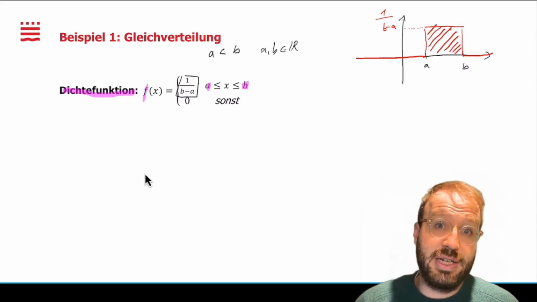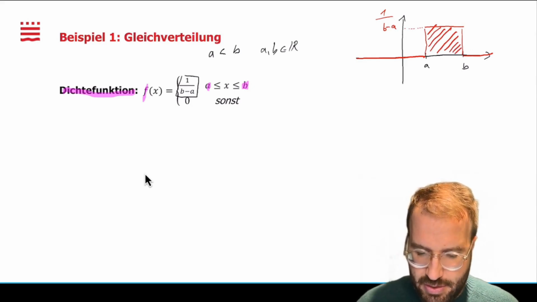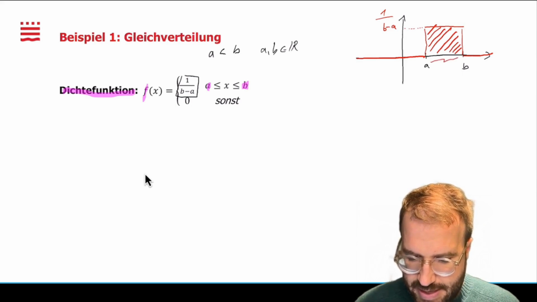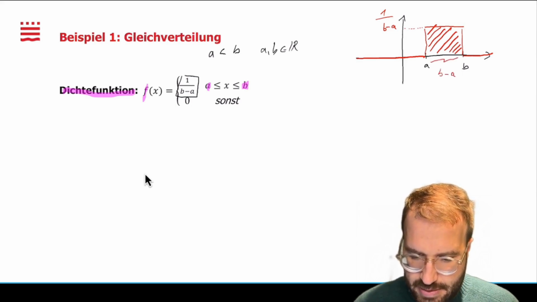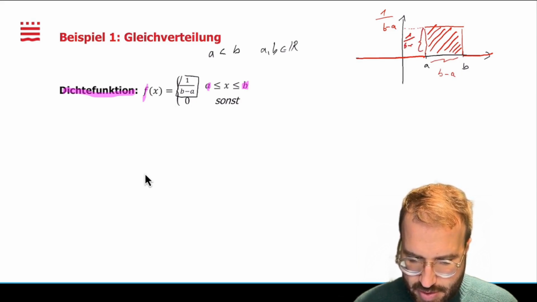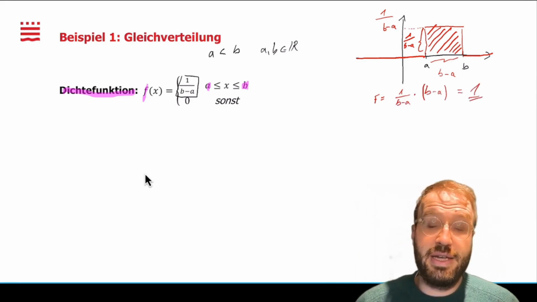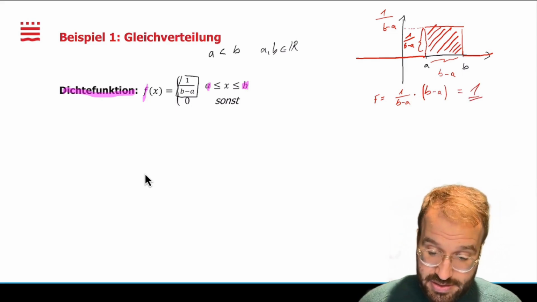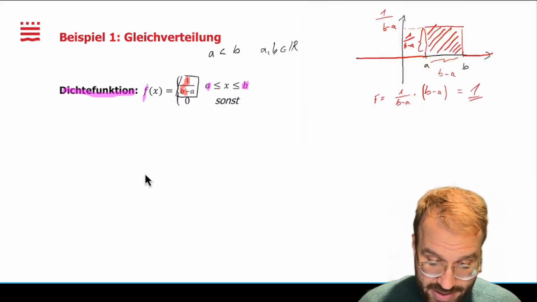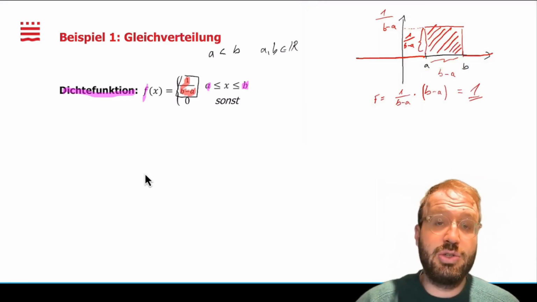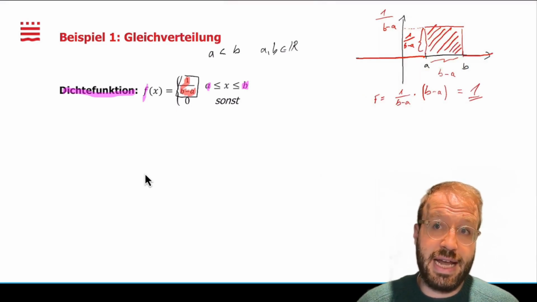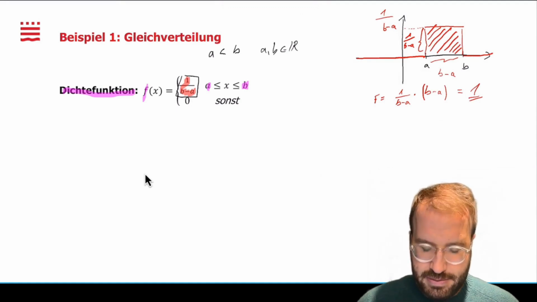And how large is this area? Well, it is a rectangle, and one side length, this one here, is b minus a, and this one here is 1 divided by b minus a. You can already see that the total area is then 1 divided by b minus a times b minus a, which is exactly 1. And there you can also see why we have chosen this value of 1 divided by b minus a. We have chosen it in such a way that the area has the value of 1.